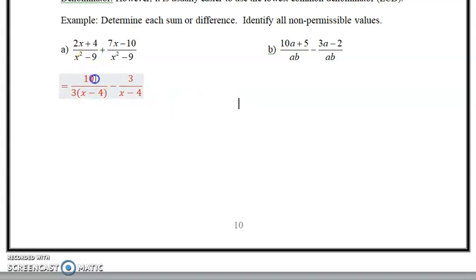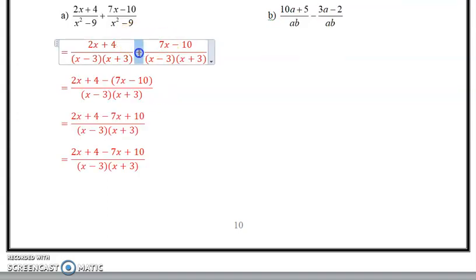There we go. So the first one is 2x plus 4. Again, we don't really have to do anything with the numerator. I recommend just leaving it. The denominator needs to be factored here, obviously. It's a difference of squares. So it's x minus 3, x plus 3. Okay? And the next one, so now we have the plus. I fixed this. It's going to be plus 7x minus 10.